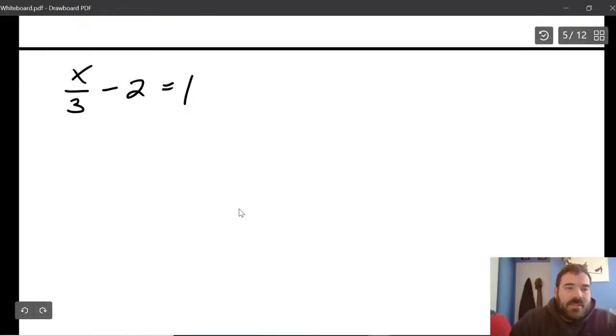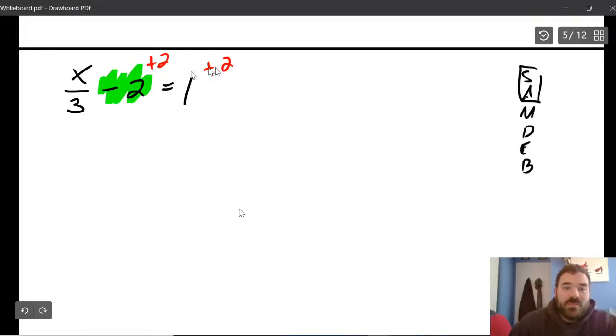So, same idea, but this time we have a division in the way. But I'm still going to use SAMDEB. So subtraction addition first. So I'm dealing with this negative 2 first. The opposite of subtracting 2 is adding 2. So I'm going to add 2 to both sides. Negative 2 plus 2 is just 0. X divided by 3 minus 0 is just x divided by 3. So on this left side, I have x over 3 is equal to, I always write my equal sign right underneath, 1 plus 2 is 3.